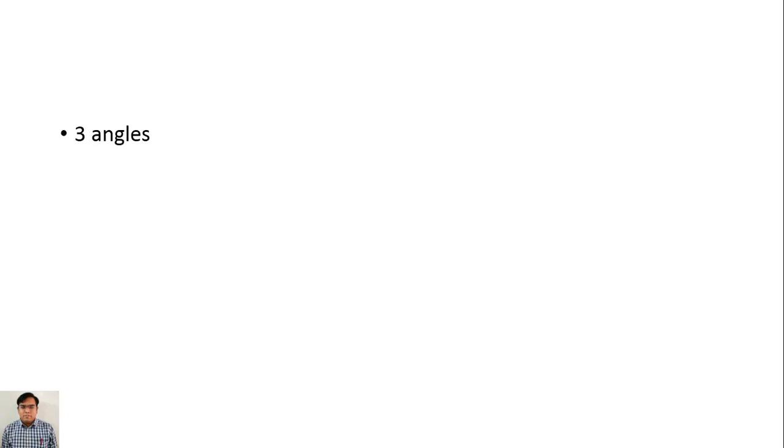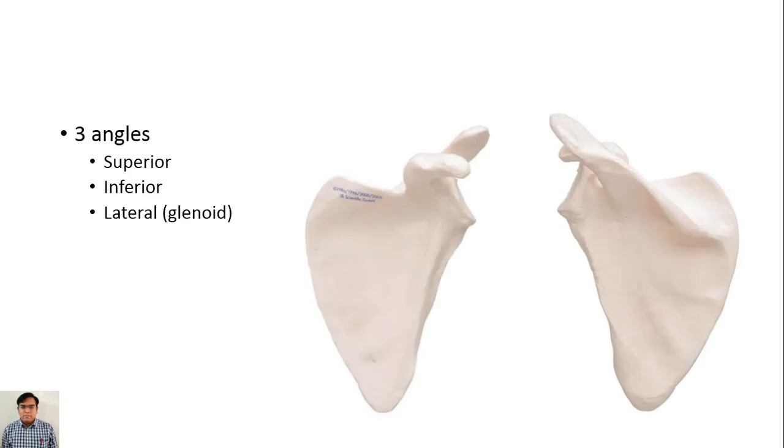Now scapula has three angles: superior angle, inferior angle, and lateral angle or glenoid angle. This is the superior angle between superior border and medial border. This is the inferior angle between medial and lateral border, and then the glenoid angle or lateral angle. It presents a glenoid cavity or glenoid fossa.